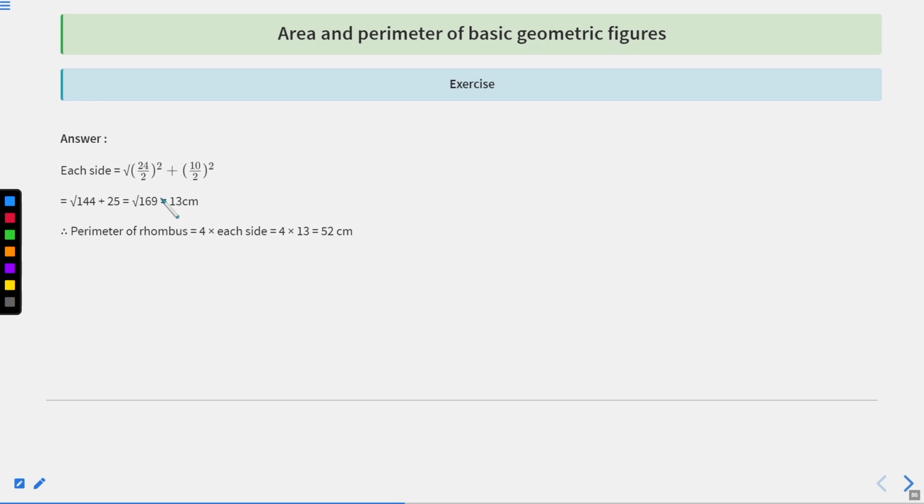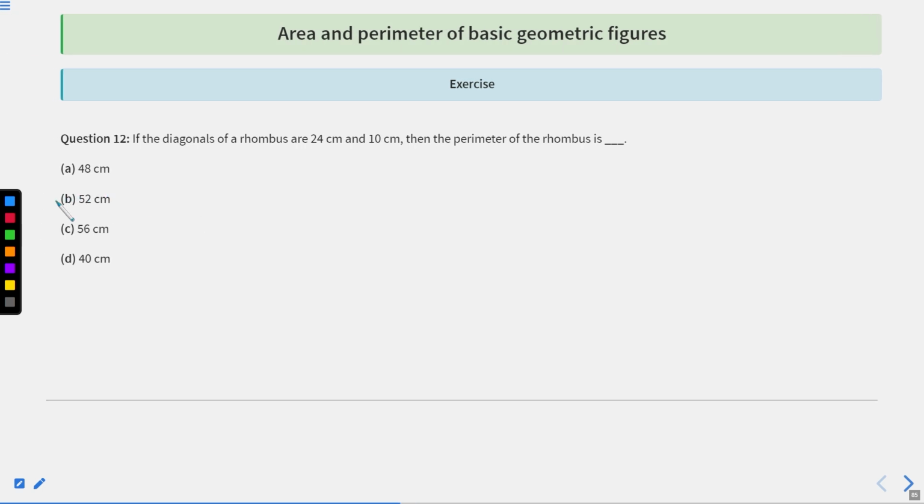So each side will be equal to the square root of (24 by 2) square plus (10 by 2) square, and on simplification I will have under root 144 plus 25, that is equal to under root 169, and it will be equal to 13 centimeter. Therefore, the perimeter of rhombus is going to be 4 times each side, and each side is of length 13. Therefore, 4 into 13, that is 52. So the perimeter of rhombus will be 52 centimeter. So the correct answer should be 52 centimeter. That is option number B.